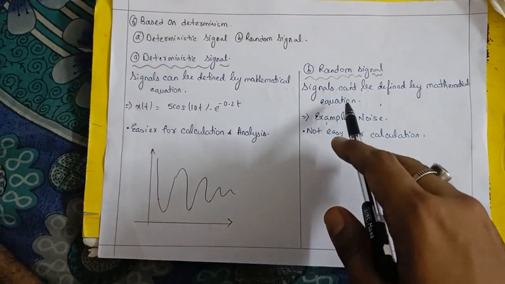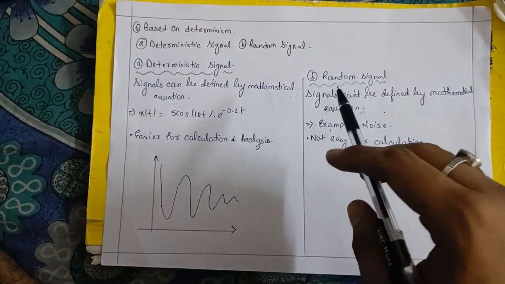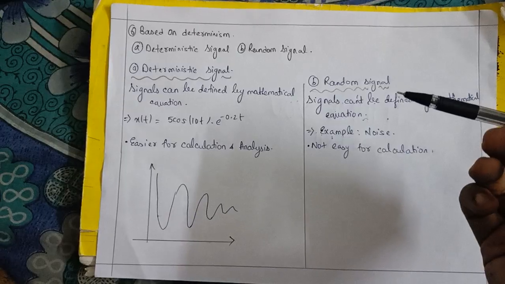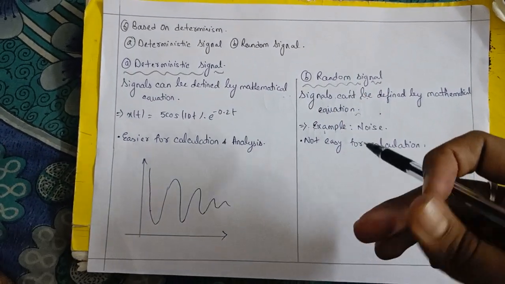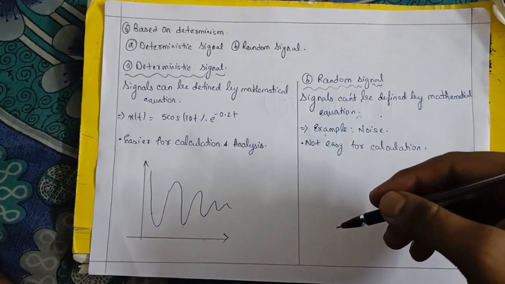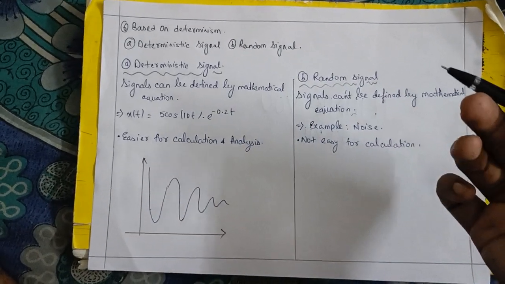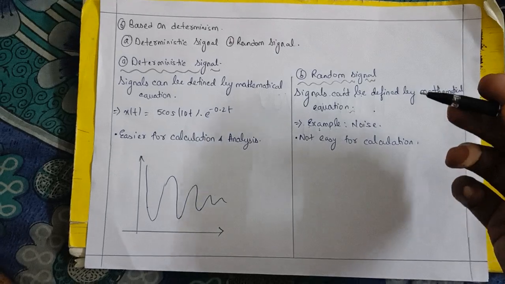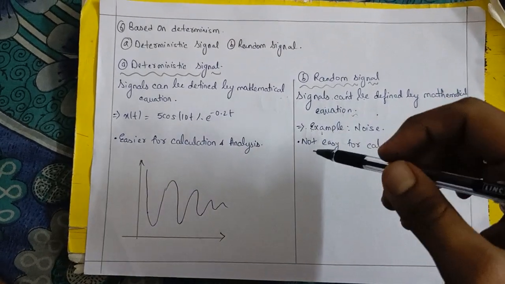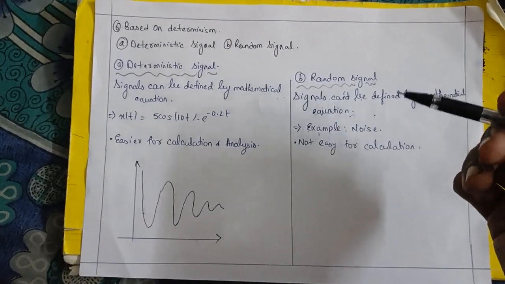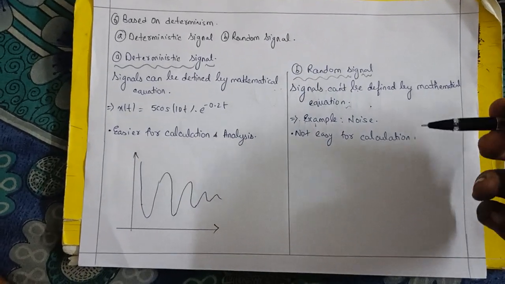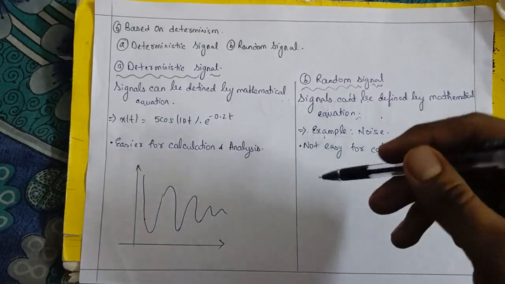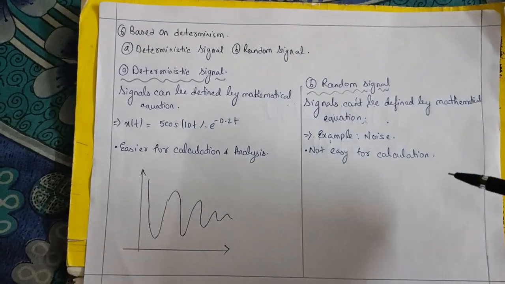Now the last, random signal. These signals cannot be defined by a mathematical equation, meaning you can't define this type of signal by a mathematical equation. It can be seen by graph, but not by mathematical equation. An example of this is noise, so you can't define noise by a mathematical equation. And it is not easy for calculations.